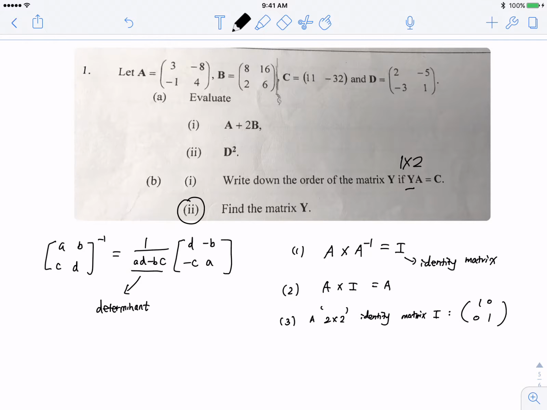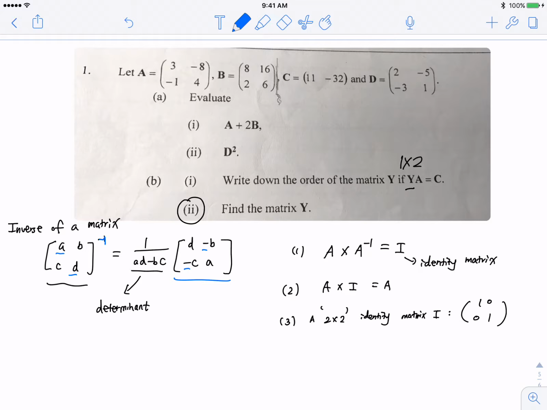Before solving the question, we have to go through a few concepts about the inverse of a matrix. The inverse of a matrix can be defined as follows. Let's say we have the matrix ABCD. The inverse of this matrix ABCD is to first put an inverse notation -1 at the top right corner of this matrix. And then let's look at the formula. We swap the position of A and D, and we add a negative sign in front of B and C.